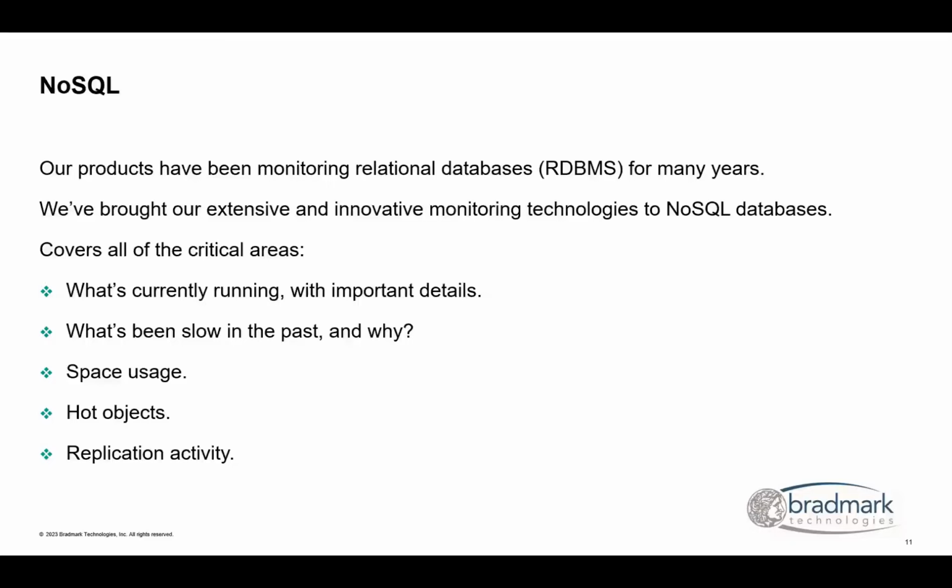So we cover, of course, all the critical areas that you'd expect in a monitoring product. We have where it's currently running with the important details that you need, what's been slow in the past, and why it has been slow yesterday or last week. We have space usage, hot objects, and replication activities. So in the case of Mongo, that's going to be replica sets. But we actually show nicely the information about how it's replicating, the statuses, and things like that. We'll see that in a little while.